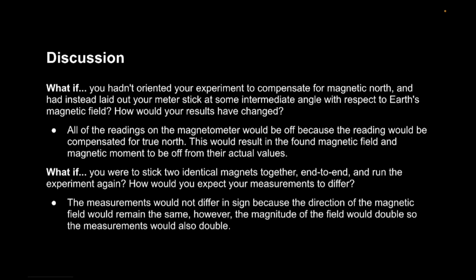What if you hadn't oriented your experiment to compensate for magnetic north? All the readings on the magnetometer would be off, because the reading would be compensated for true north. This would result in the found magnetic field and magnetic moment being off from their actual values.